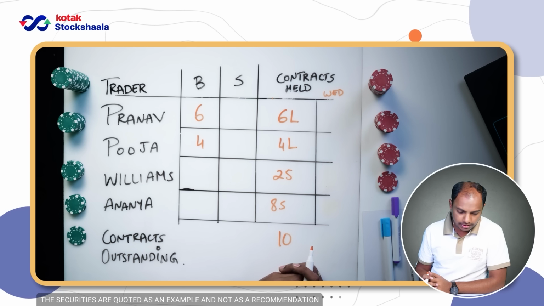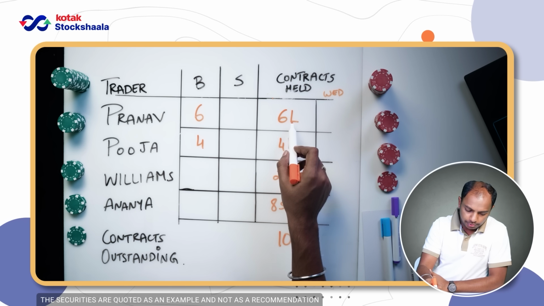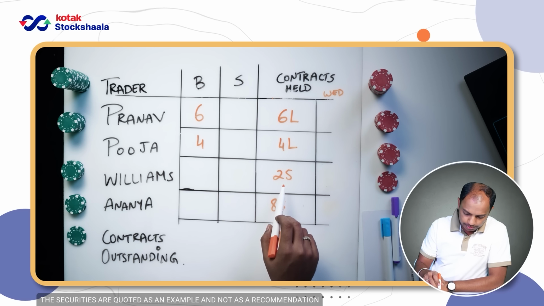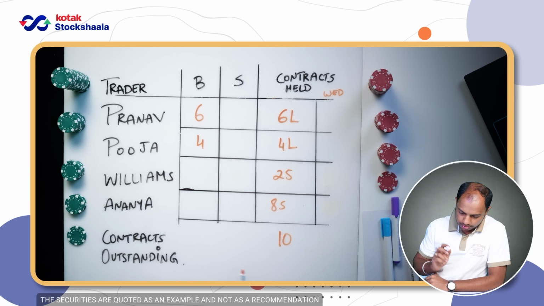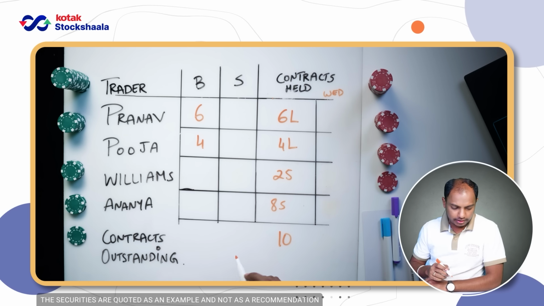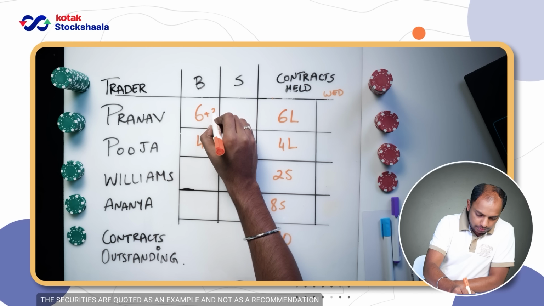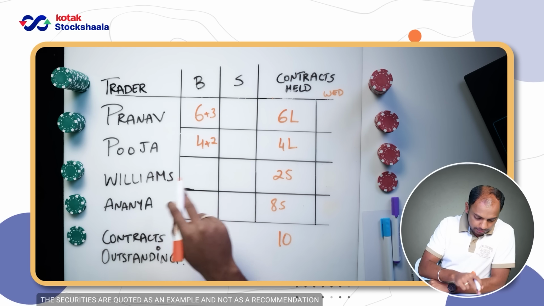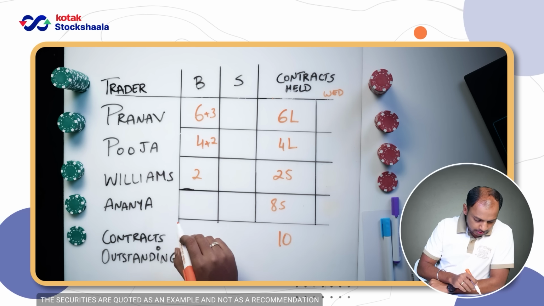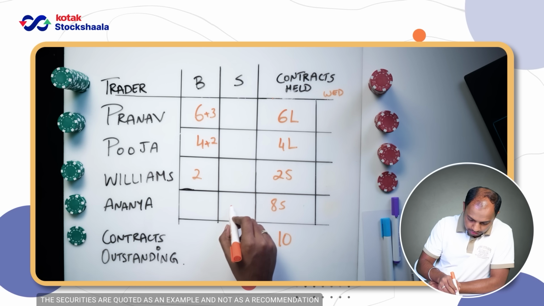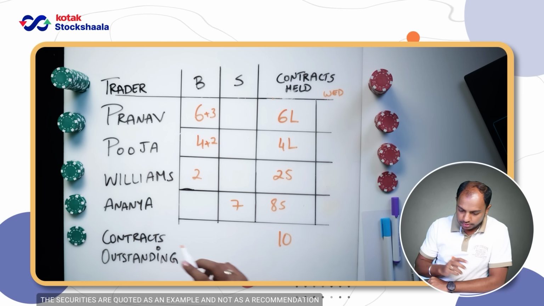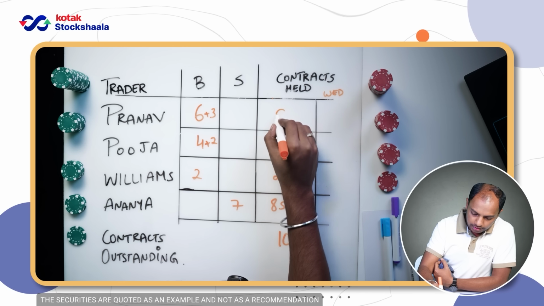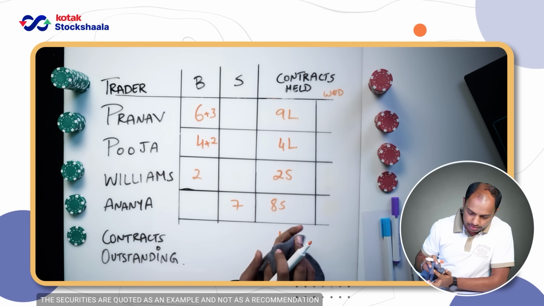Now at the end of Tuesday, Pranav has 6 long positions, Pooja has 4 long positions, Williams has 2 short positions and Ananya has 8 short positions. Now on Wednesday, Pranav decides to add 3 more positions, Pooja decides to add 2 more positions, Williams decides to add 2 more positions and Ananya decides to short 7 more positions. So net, what is going to happen? Pranav is going to end up having 9 long positions.